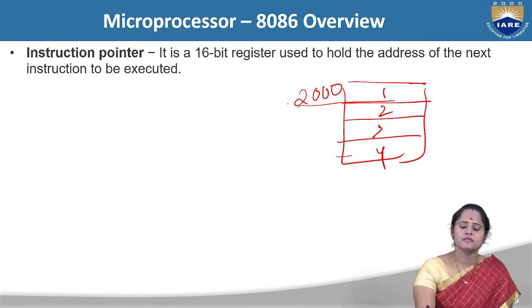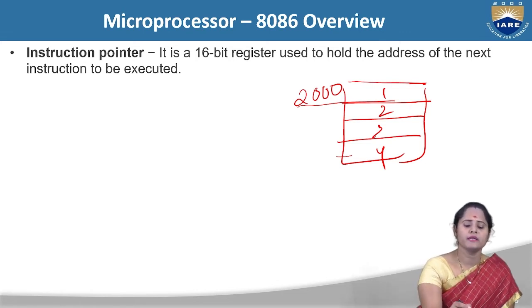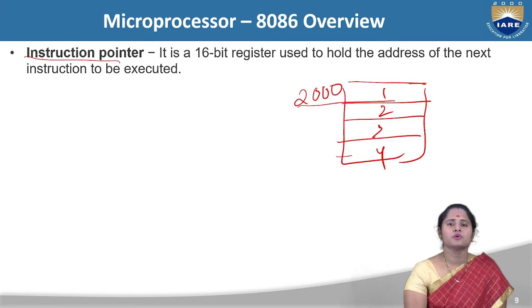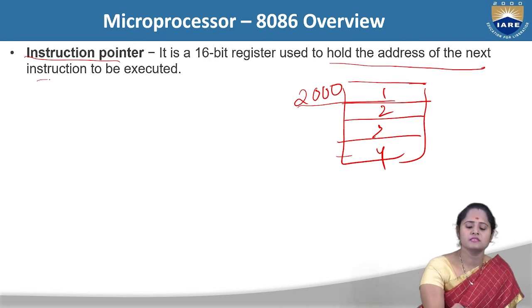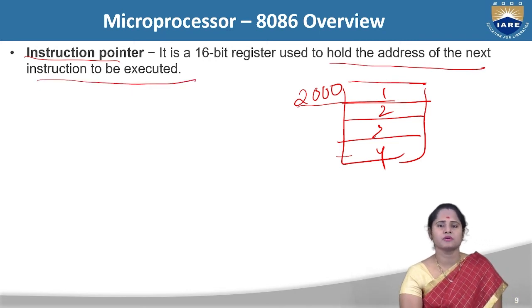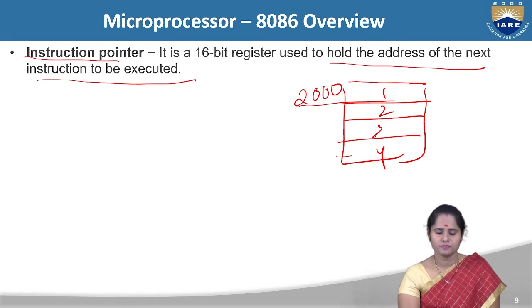The next instruction which I need to execute will be stored in my instruction pointer. The instruction pointer is a 16-bit register which holds the address of the next instruction to be executed, which makes my execution faster.